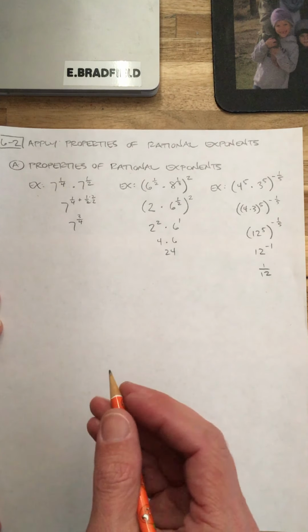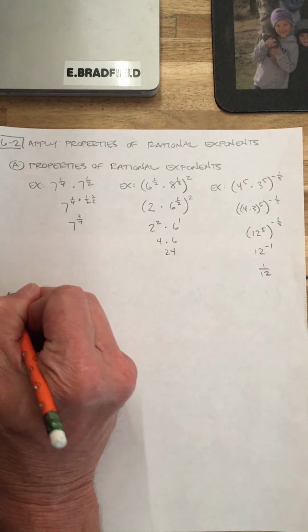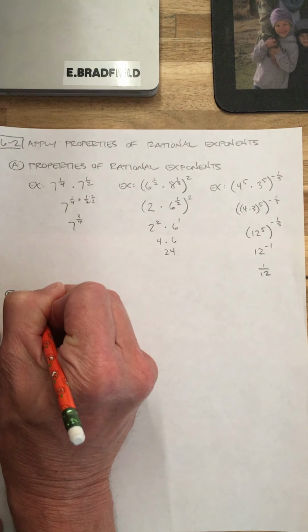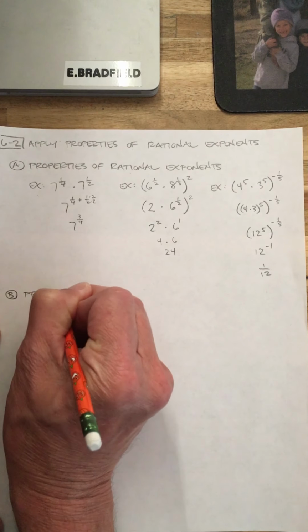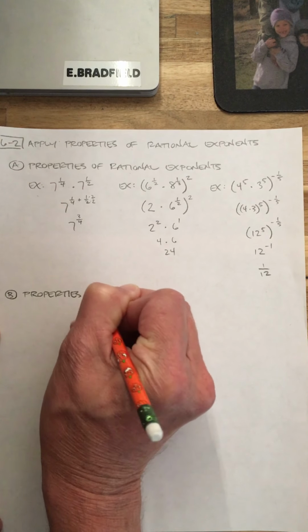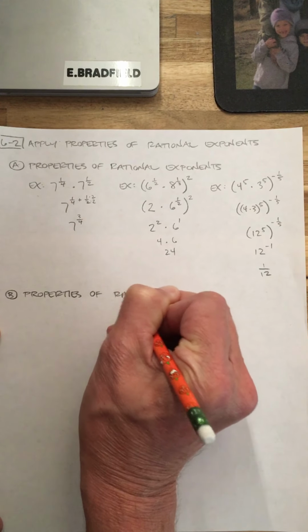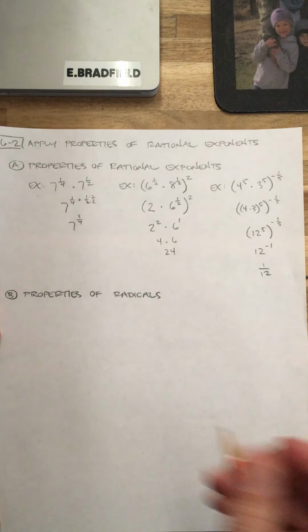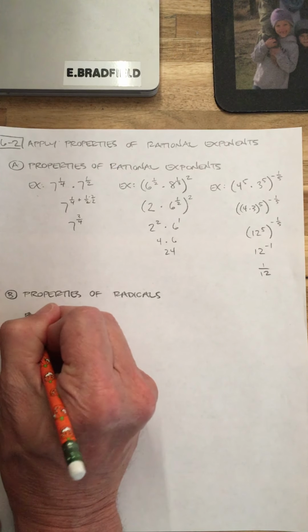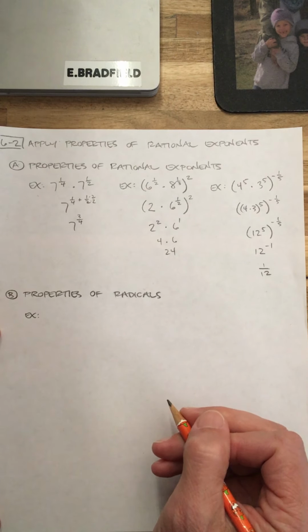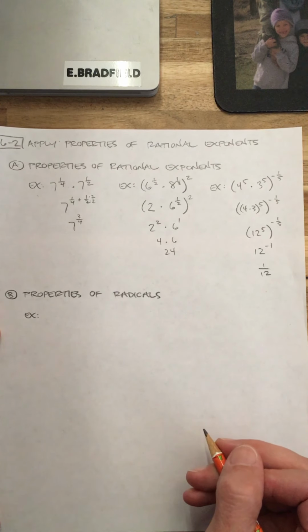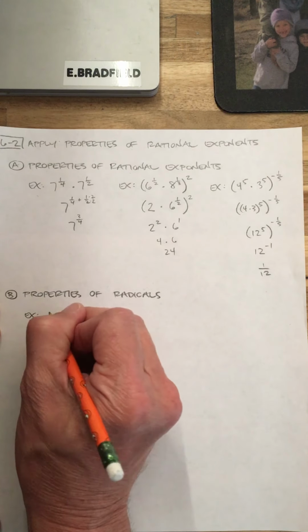All right, let's do a couple properties of radicals. Let's just go ahead and title this Properties of Radicals. Let me watch the time real quick. Okay, we're at 5.5 minutes. We're doing great on time. Here's our first example. It is the cubed root of 12.